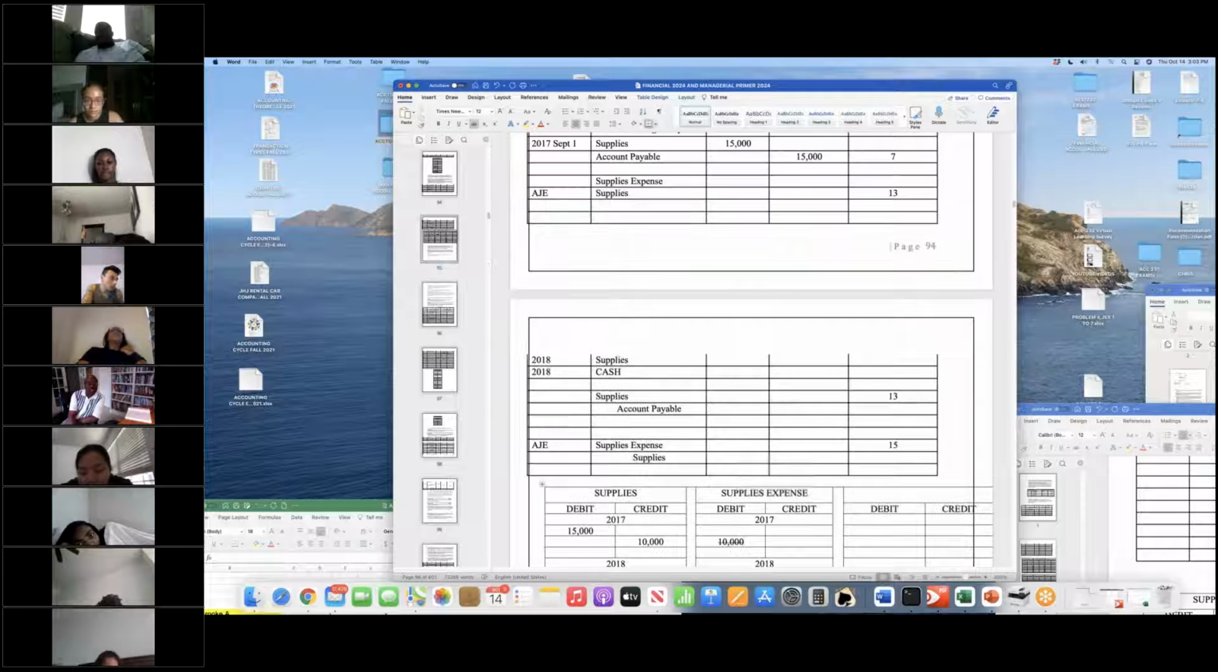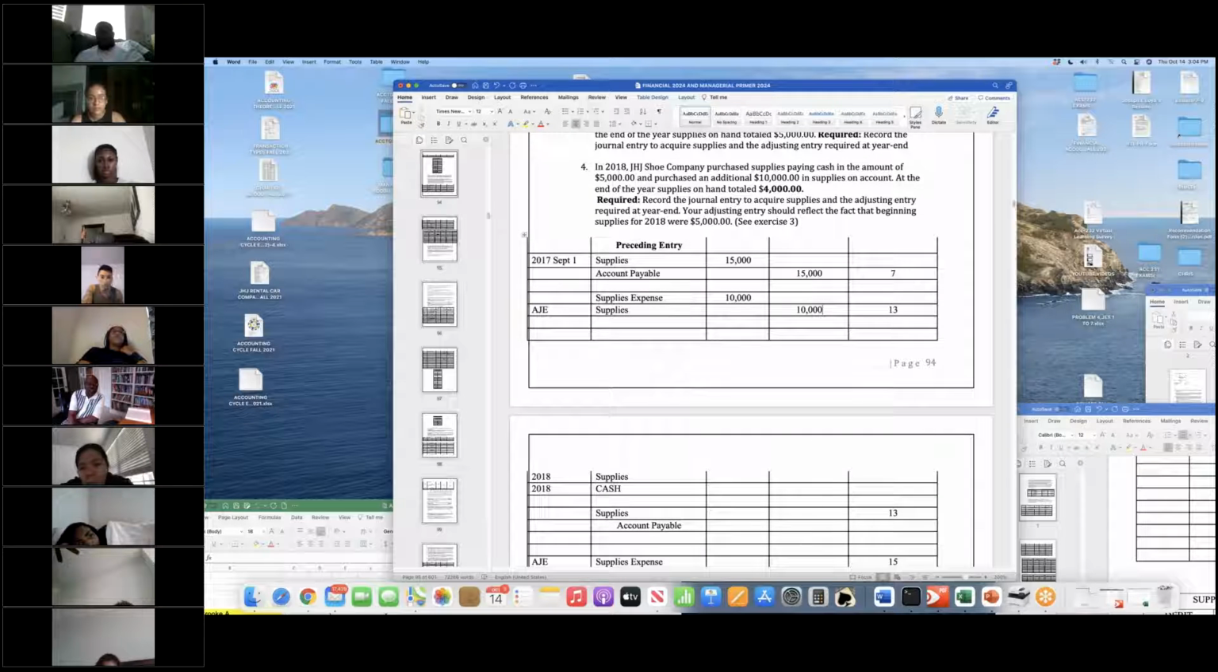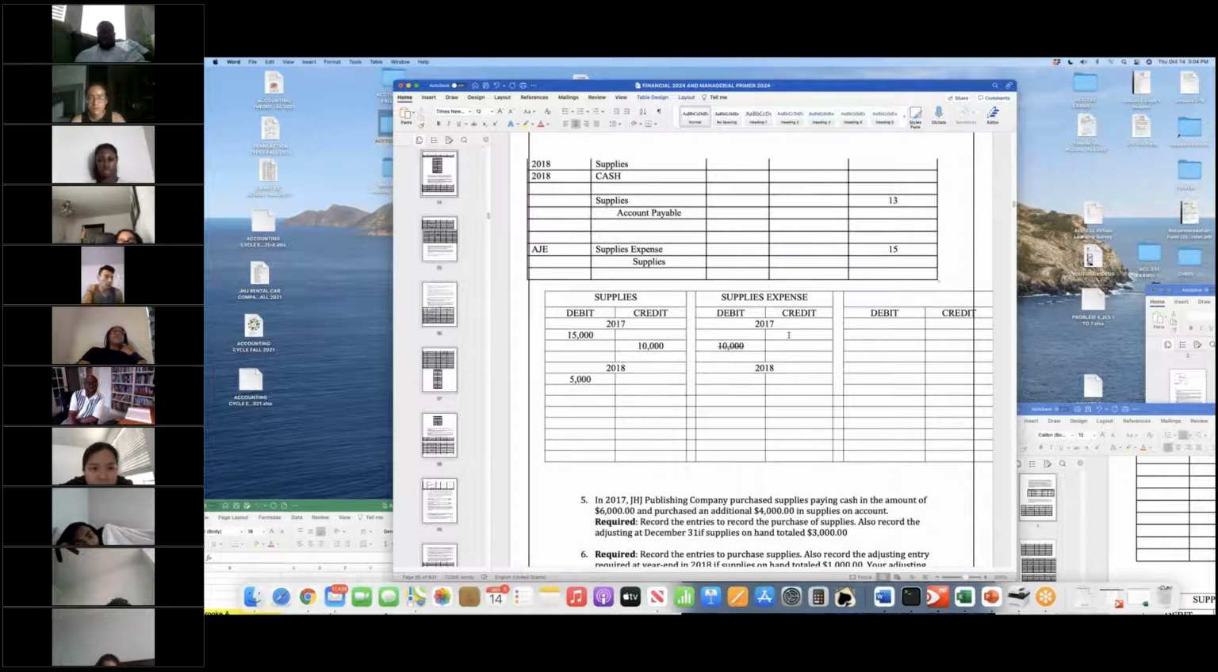And we know that we're going to close that out. So here's the AJE: debit supplies expense for 10,000, credit supplies for 10,000. Any questions on this one? And of course, we would make a closing entry to close the supplies expense out. But the 5,000 left in supplies becomes our beginning amount in 2018.